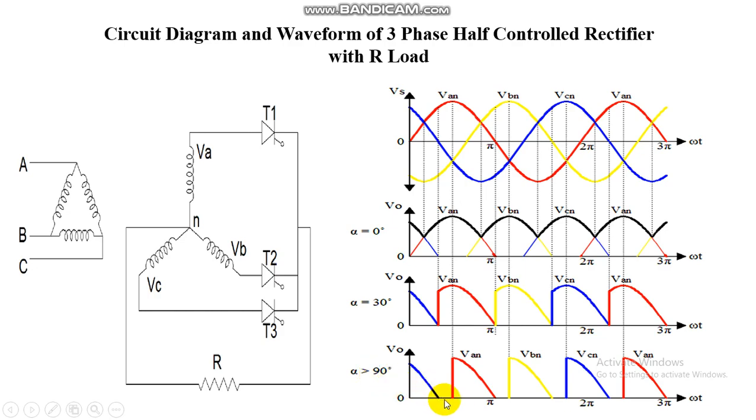Above 90 degrees we get discontinuous output voltages. Below 90 degrees we are able to get continuous values, but the values are going to be zeros.